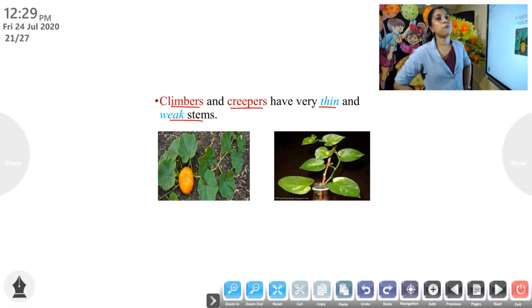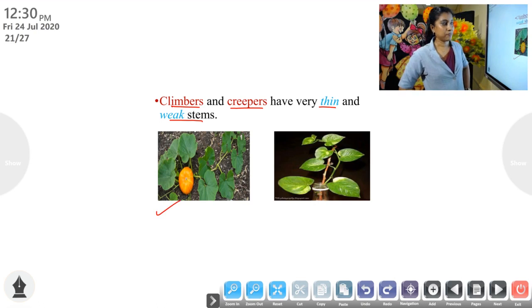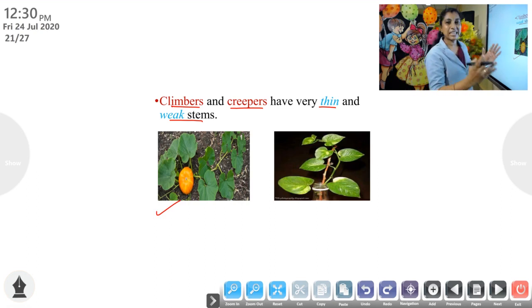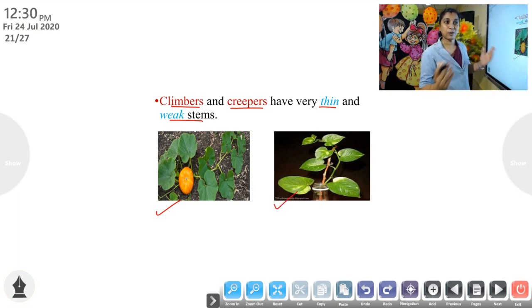What are climbers and what are creepers? See the picture here. What is this? This is a pumpkin plant. This is a creeper. What is a creeper? Its stem is very weak and thin, so they creep along the ground. Its stem is very thin and weak. Which plant is this? This is a money plant. We know that a money plant needs a support to grow. Why? Because its stem is very thin and weak. So climbers and creepers have very thin and weak stems.